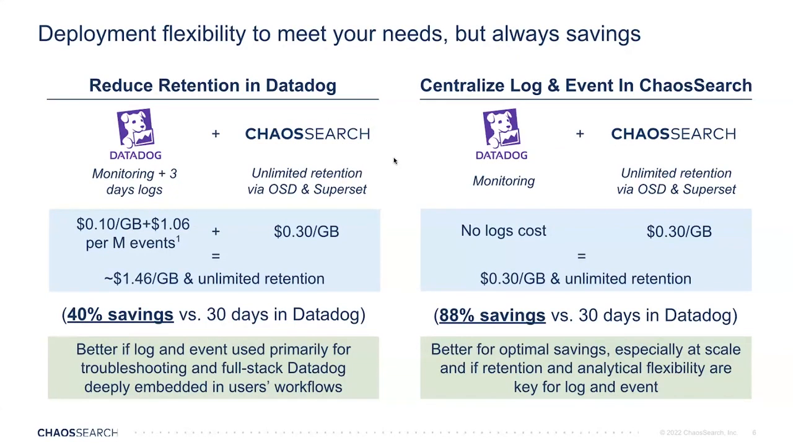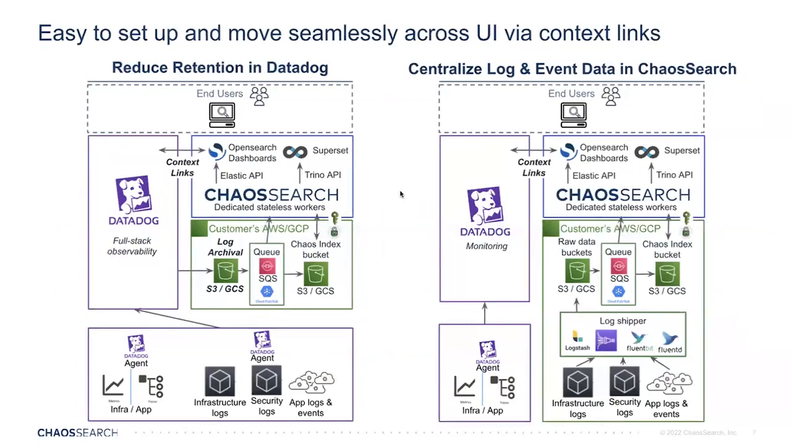On the other hand, if you want to maximize your savings, especially if you use a log and event from an analytical standpoint to understand trends over time beyond troubleshooting, then you may want to consider centralizing log and event in Chaos Search. And this is how architecturally it would look like.